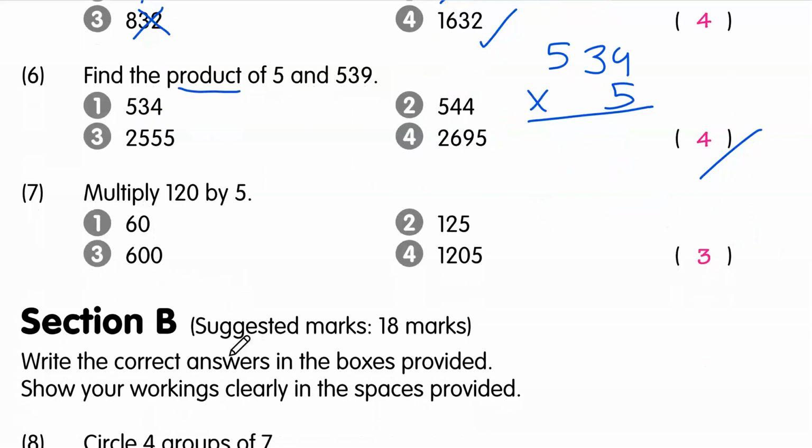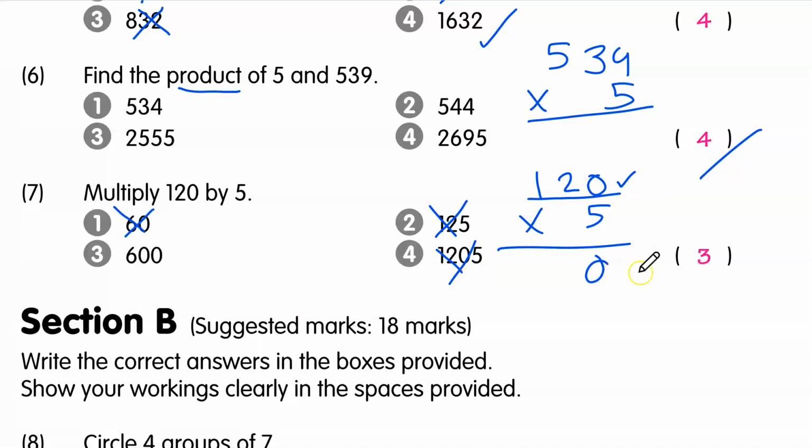Next, multiply 120 by 5. 120 times 5. Now 0 times 5 is 0. In the ones place, definitely it's not this. 2 is not that either. Now 120 times 5. 120 is already more than 60, so it can't be this. Right? Sometimes the work is very easy and straightforward. Just get used to it.